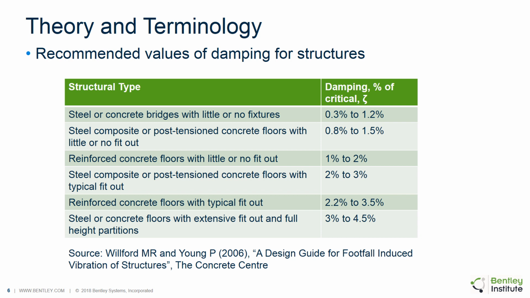Typical values you might use in a day-to-day design situation would range from 1% up to 4.5%, depending upon the amount of fit out you have in the structure, and also whether or not you have full height partitions, which tend to dissipate vibrations and cause damping. If you have extensive fit out and full height partitions, you might be closer to 4 to 4.5% of critical damping. These will be input values in the implementation that we use.